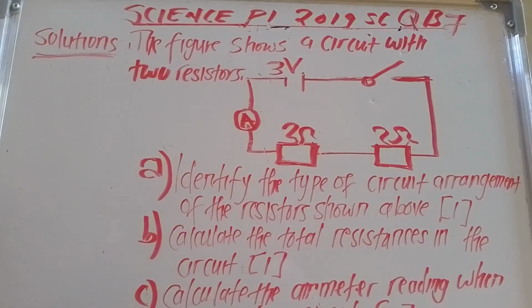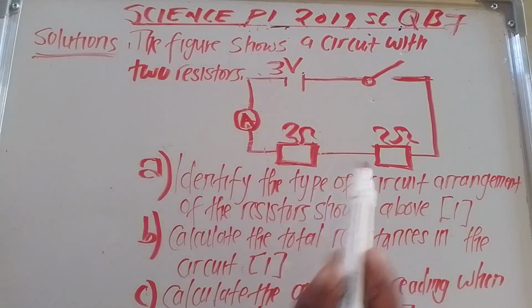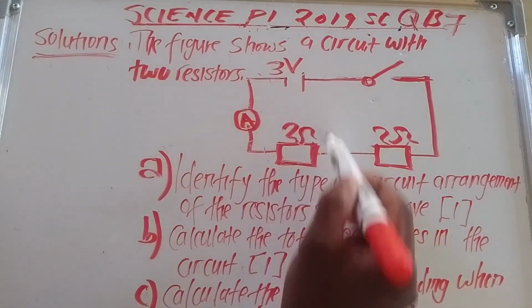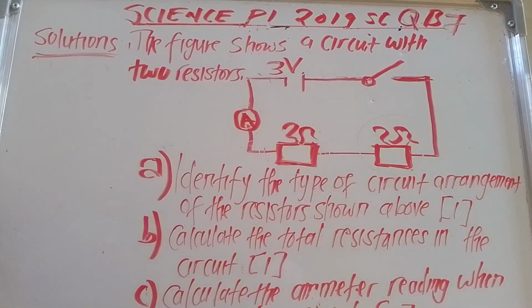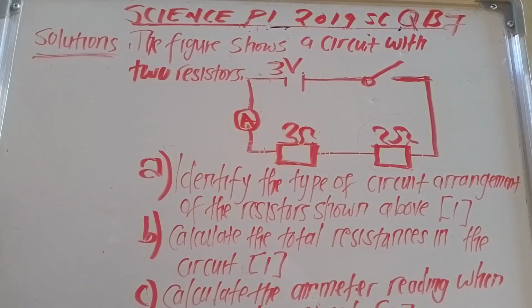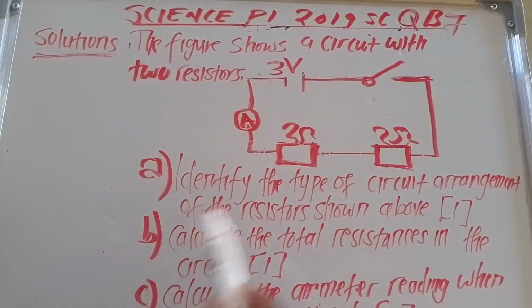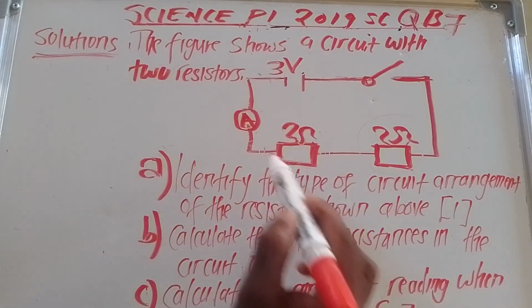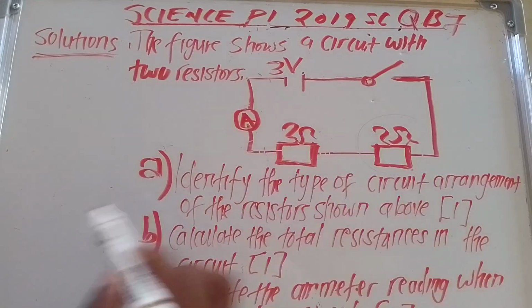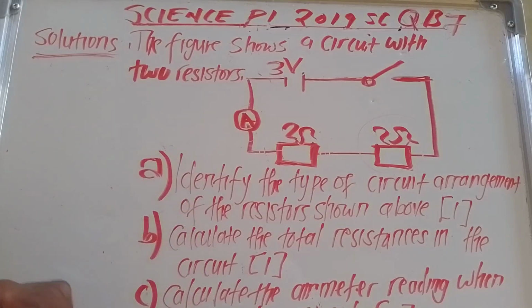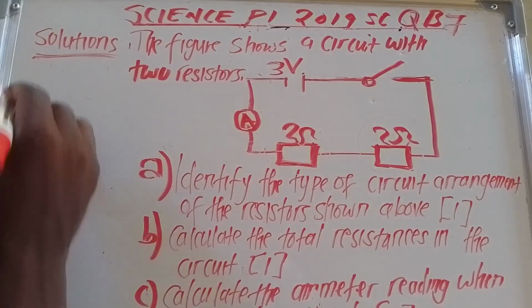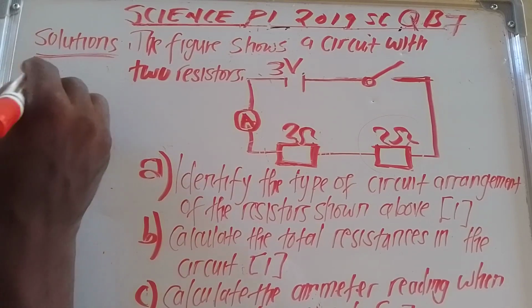Question A, identify the type of circuit arrangement of the resistors shown above. So I've been told to identify the type of circuit arrangement based on the arrangement of the resistors. What you need to understand is that whenever you see resistors connected to each other in this way, in the same line, just know that we are talking about a series circuit. So that is the answer for the first question.